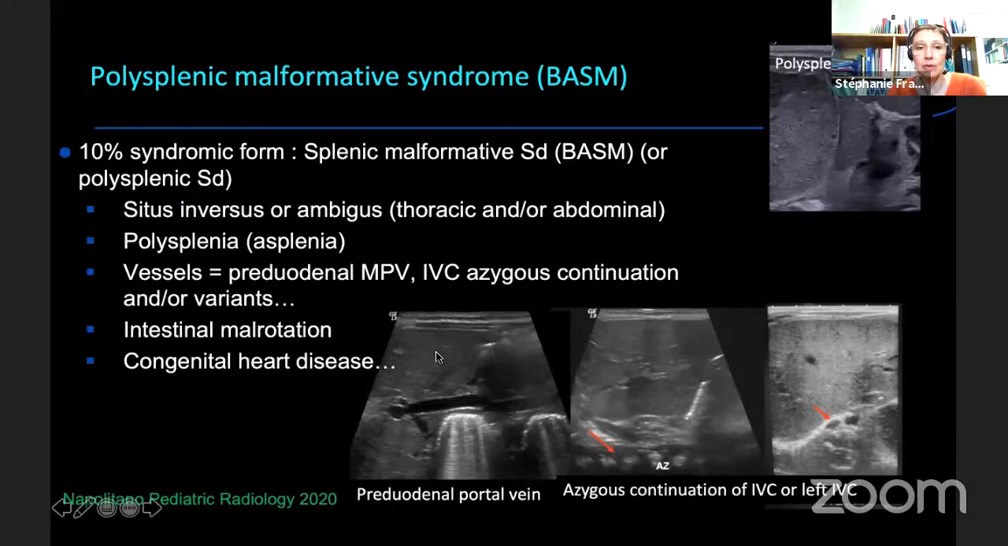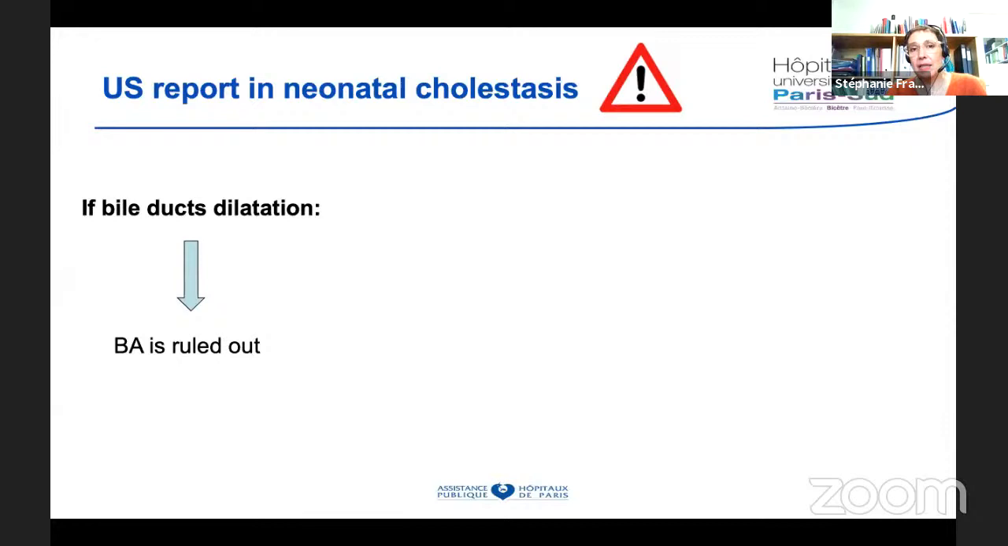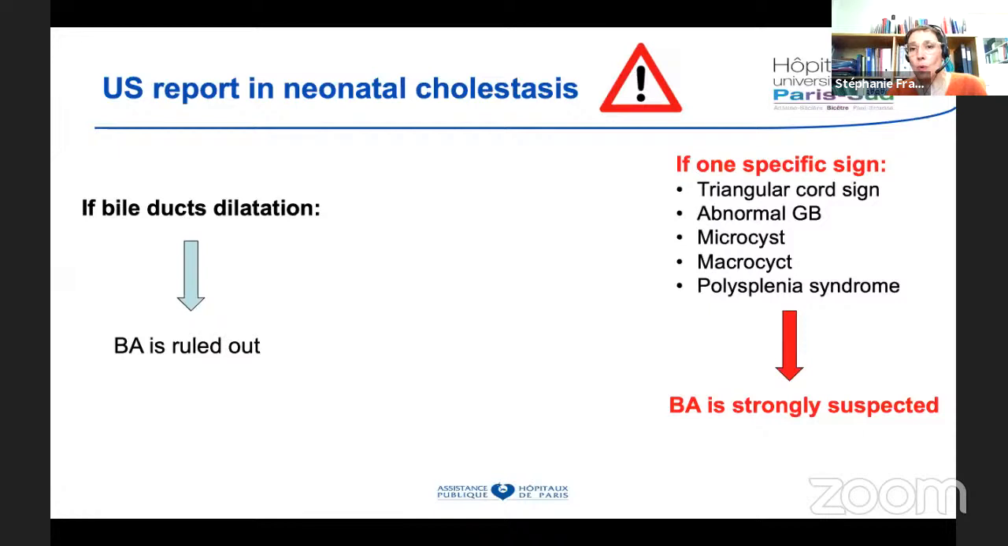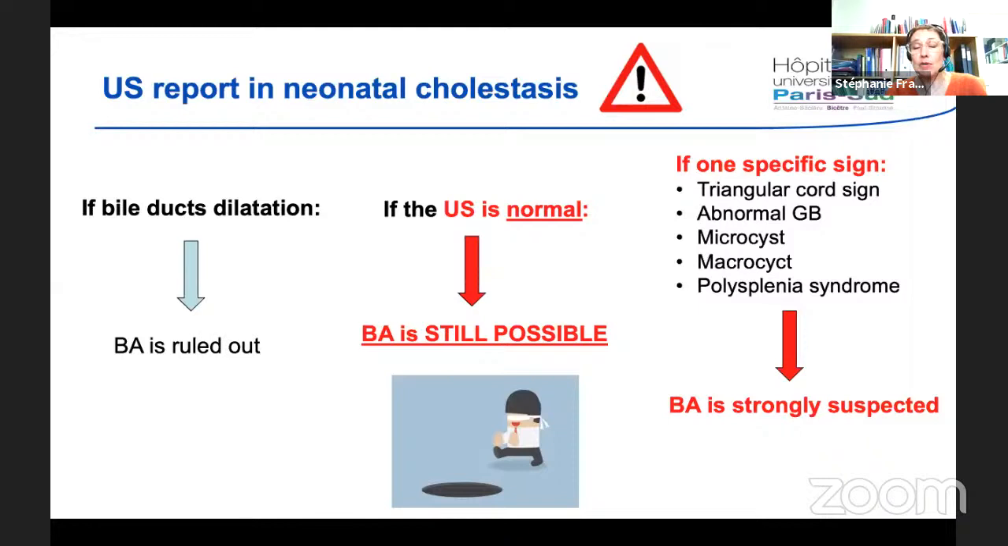When you report on neonatal cholestasis in your ultrasonography, if the bile ducts are dilated, then you can rule out biliary atresia. If you have one specific ultrasound sign or several signs, then biliary atresia is strongly suspected. But if the ultrasound is normal, then biliary atresia is still possible. And if you work with a pediatric team that is not very trained in this topic, then you have to write it in your conclusion: we cannot rule out biliary atresia even if this ultrasound is absolutely normal.